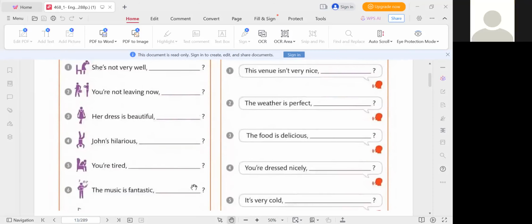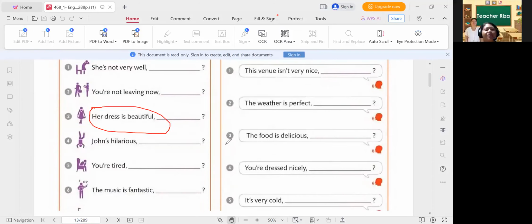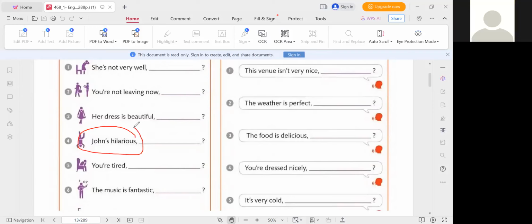Okay. How about the next one? Here. Okay, her dress is beautiful. So that is the statement. So what is the question tag? Okay, isn't she, or it could be isn't she? Okay, how about the fourth? This one, John's hilarious. Okay, so what should be the question tag? Okay, is he? All right, very good. Is he? That's correct, because John is a boy. How about the next?